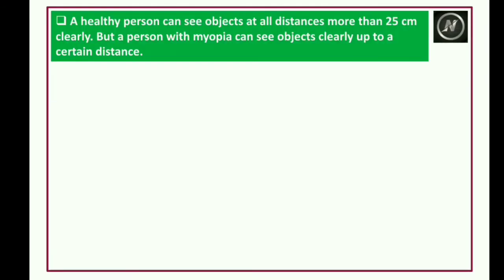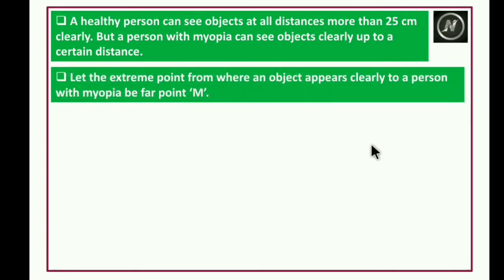A healthy person can see objects at all distances more than 25 centimeters clearly. But a person with myopia can see objects clearly only up to a certain distance. Let the extreme point from where an object appears clearly to a person with myopia be the far point M. Let us consider that extreme point, and we can call that far point M.